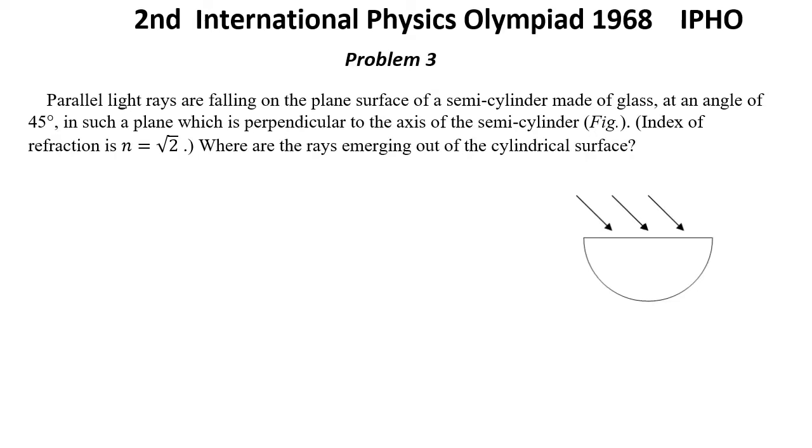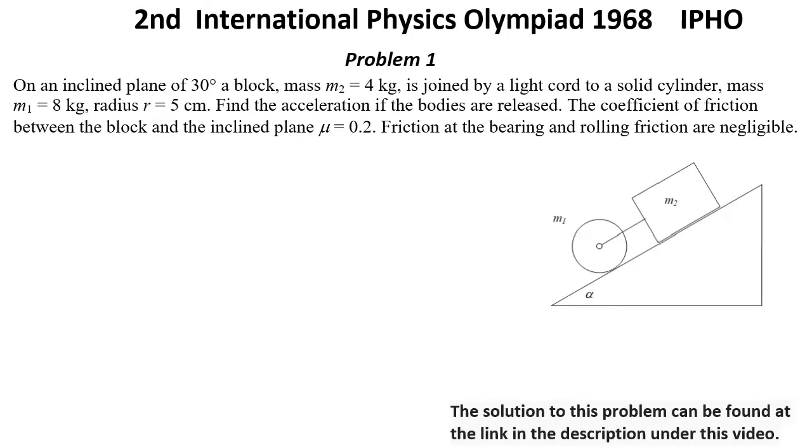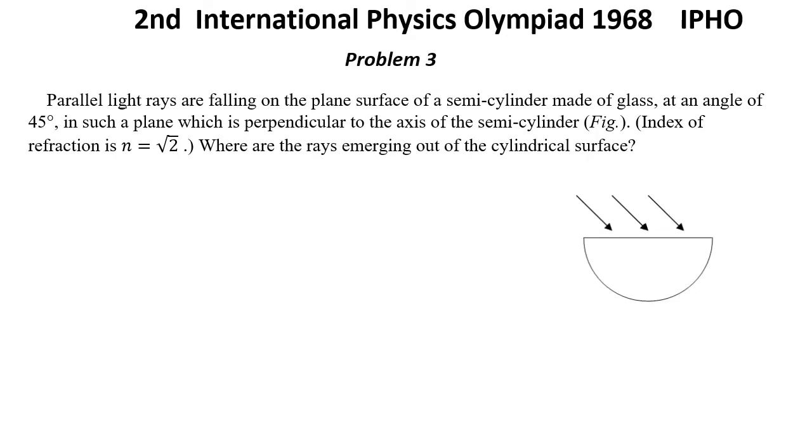Second International Physics Olympiad, year 1968, IPHO. Problem number 3. Parallel light rays are falling on the plane surface of a semi-cylinder made of glass at an angle of 45 degrees, in a plane which is perpendicular to the axis of the semicircular figure. Index of refraction is n equal to square root of 2. Find the rays emerging out of the cylindrical surface.